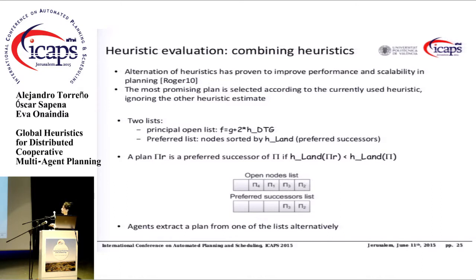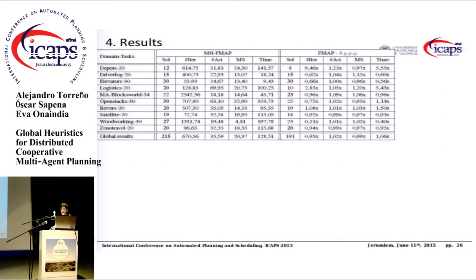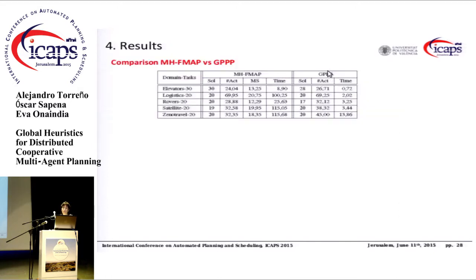Okay? Now, with respect to results, let's first make a comparison here between the multi-agent approach and the DTG approach, which is the basic or the main heuristic.